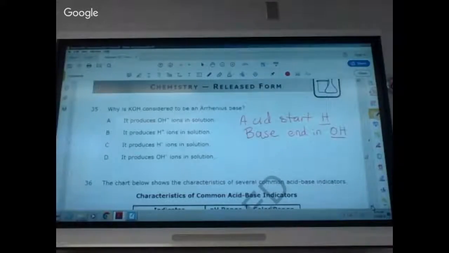So which one of those would be the Arrhenius base? D. Why wouldn't it be what? Because hydroxide ions on your reference table have what oxidation number? That's why.